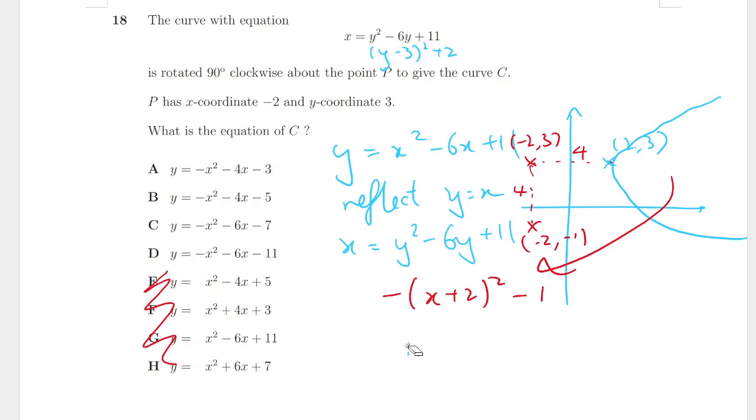Okay, good. So what is left to do is to expand this and get the expanded form. So negative x squared minus 4x minus 4 minus 1, which gives me the answer B. There we are.